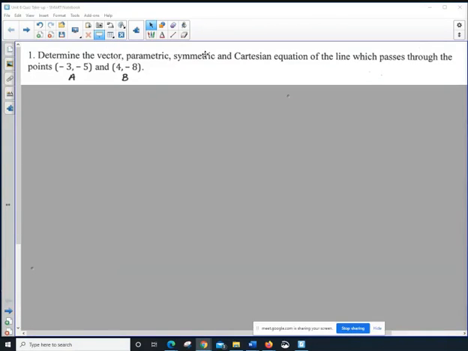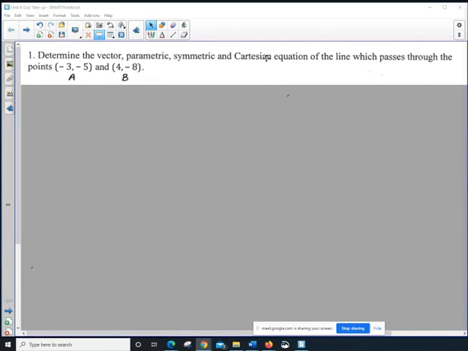For these first 3, I need a point and a direction vector. I've got a choice of 2 points. A direction vector just needs to be parallel to the line. So if these 2 points are on the line, I can just connect A to B or B to A, or any vector parallel to that, so any scalar multiple. Your answer could look different to mine, but it represents the same line.